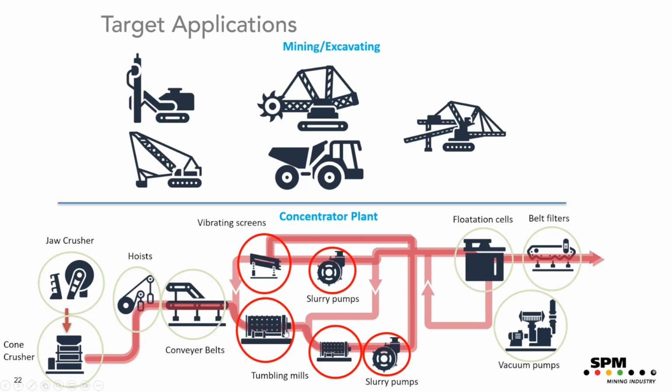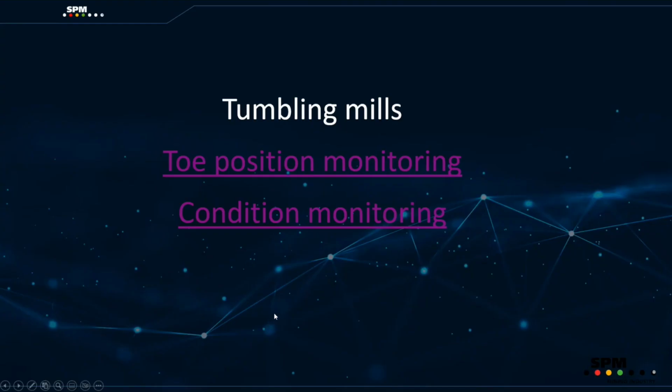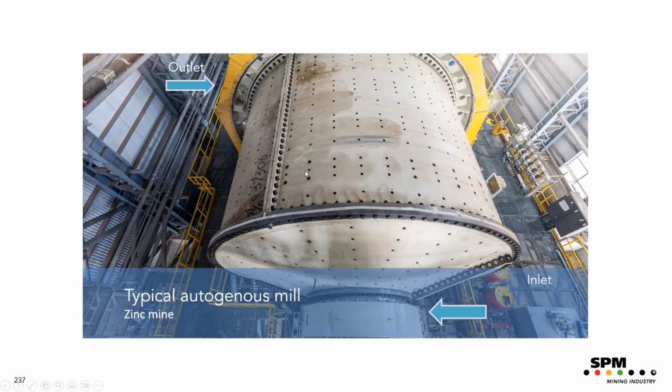And I think we start with the tumbling mills. And here we can take 2 routes. One is the toe position monitoring, and the other one is condition monitoring. But remember, we do this with the same system, so it's not 2 different systems, it's one system doing both. Okay, here we have a picture of an autogenous mill, and we place one vibration transducer on the inlet and one on the outlet. And with these 2 sensors, it's possible to measure the toe position in both ends.